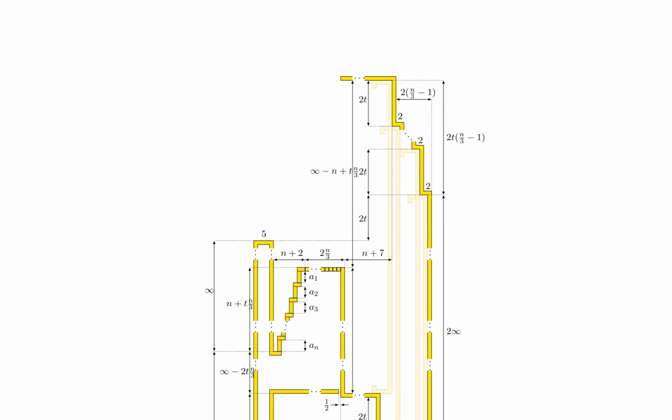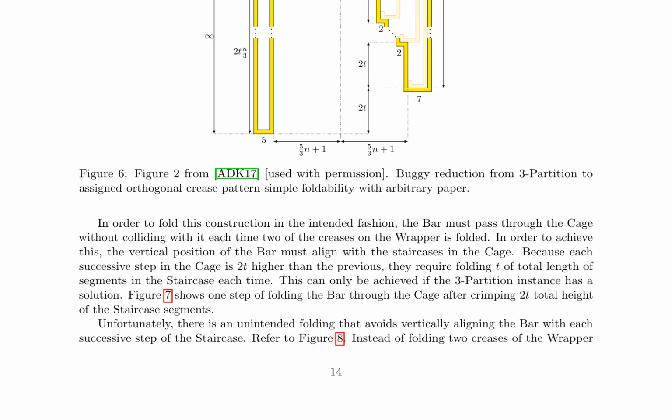One step of folding the bar through the cage after crimping 2t total height of the staircase segments is demonstrated in Figure 7. However, an unintended folding pattern, shown in Figure 8, bypasses the intended alignment, undermining the original purpose of the construction. The mathematical expressions are crucial for understanding the geometric transformations and spatial relationships involved in the folding process. These equations determine the required lengths and positions of the various components within the construction.